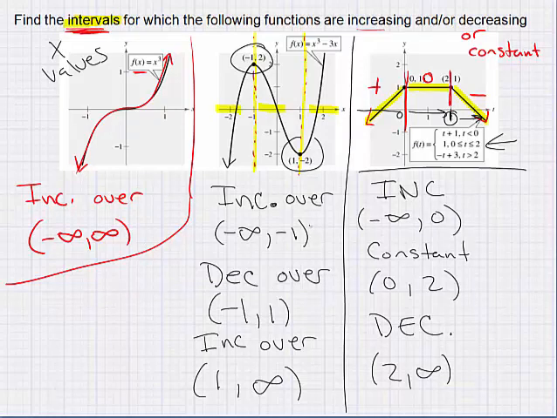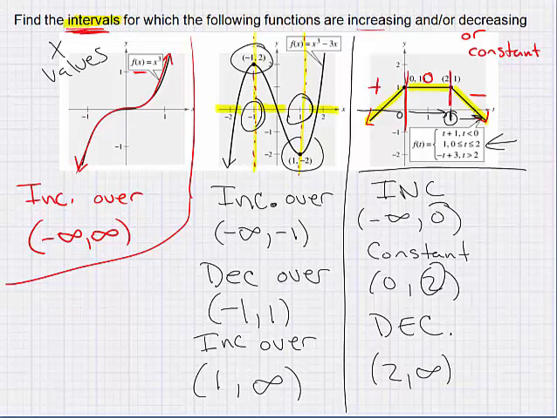The reason why I put parentheses is I had -1 and 1, say for this function right here, as the changeover values. It's where it's changing from increasing to decreasing or vice versa. So I can't really include that in an increasing interval or a decreasing interval because it's the changeover point. Same thing here, 0 and 2. These are the changeover values, the x values for which it changes. So I'm not going to include those in anything. Whenever you're doing increasing and decreasing, typically we'll use parentheses around the endpoints because that's where it's not doing anything. It's changing over from increasing to decreasing or decreasing to increasing.